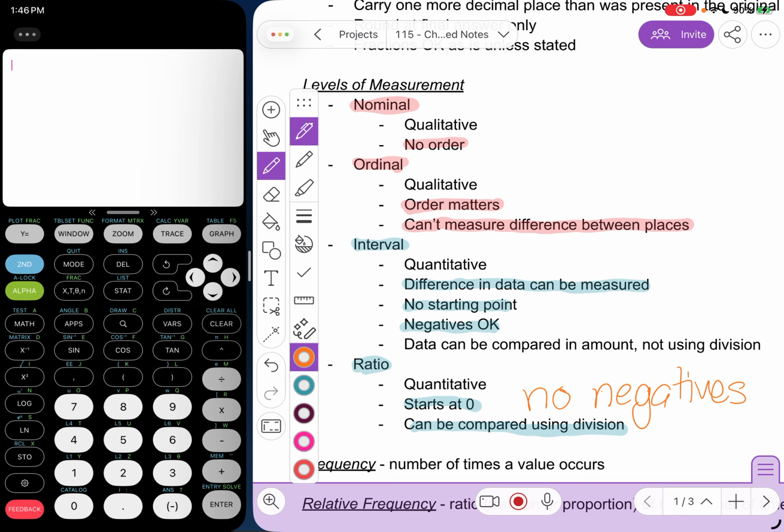So I like to think about interval as like temperature. Think about Maine winters. You can go negative temperature, but ratio is more like rain. You can't get negative rain. It doesn't go back up into the sky. You can get no rain or no snow, but you can't get negative rain. So interval can be negative. Ratio cannot be negative. That's how I remember the difference between those two.